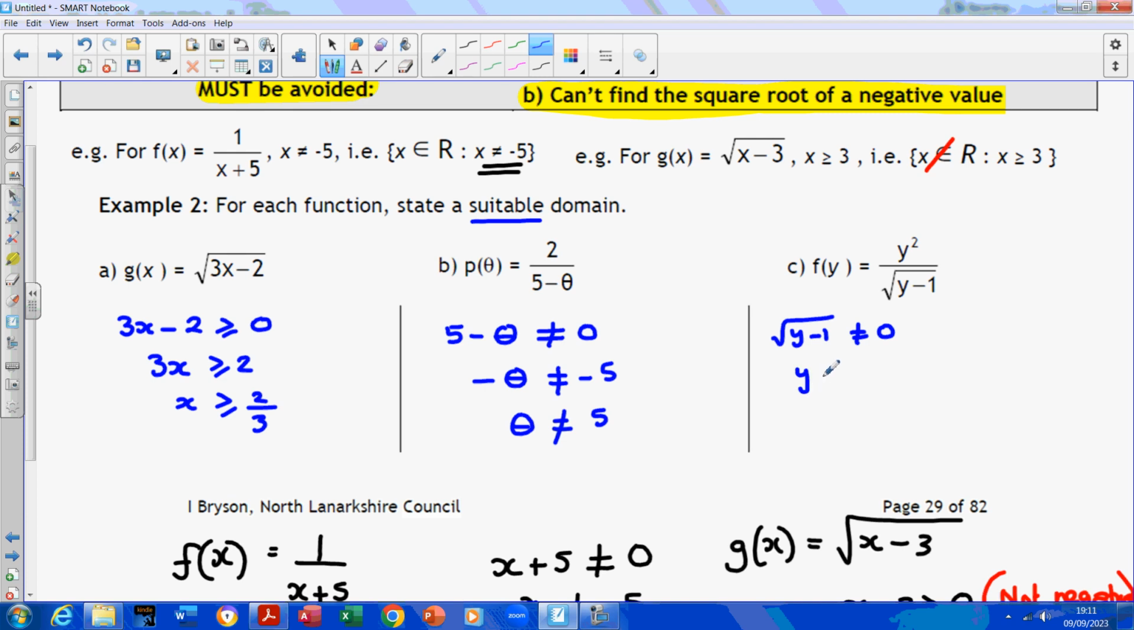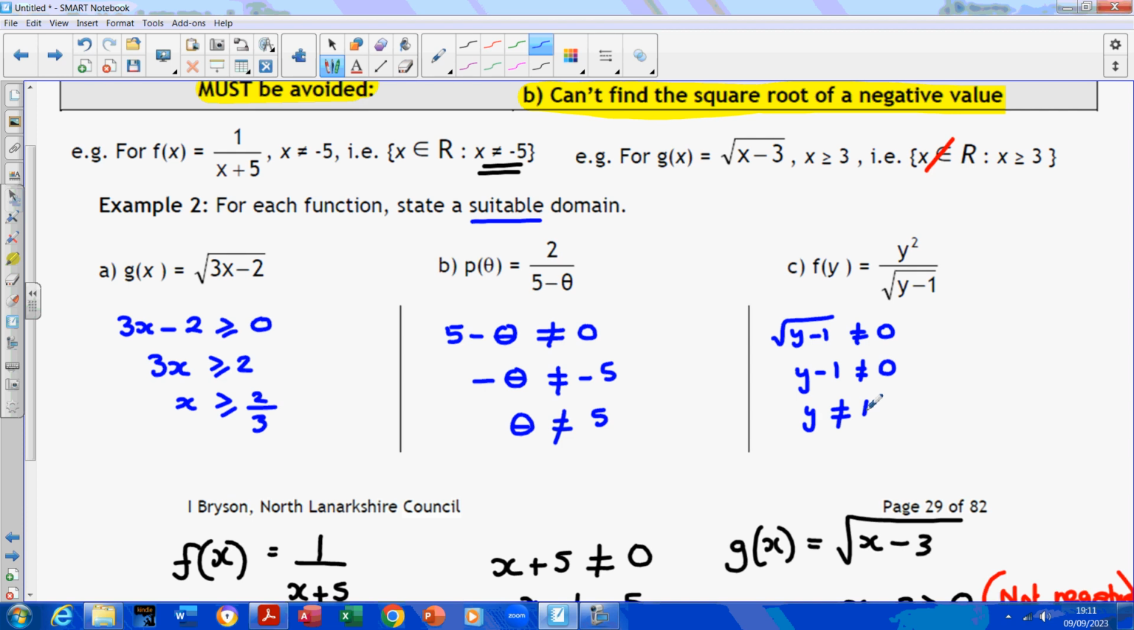Now I'm going to square both sides to get rid of that square root. So when I square that side, I get y minus 1. But when I square 0, 0 times 0 is still 0. So y minus 1 cannot be equal to 0. I don't want to have that take away 1, so I'll add 1 onto both sides. So y cannot be equal to 0 plus 1, which is 1.